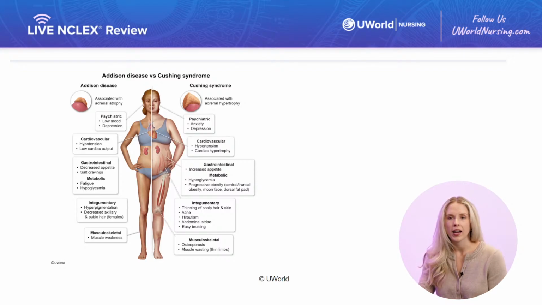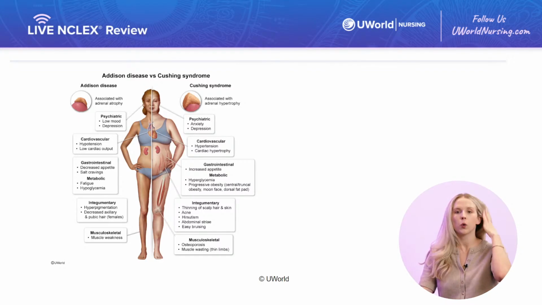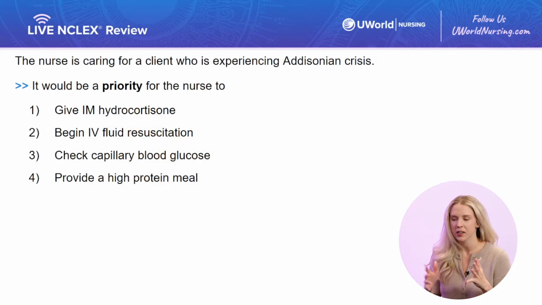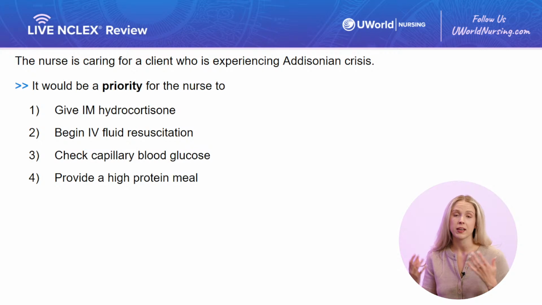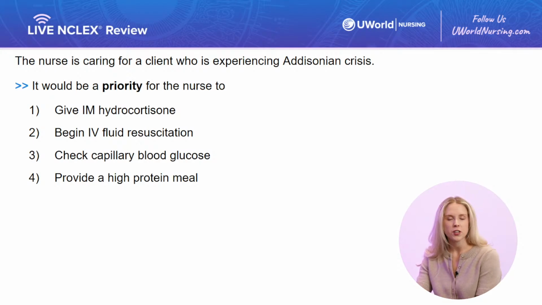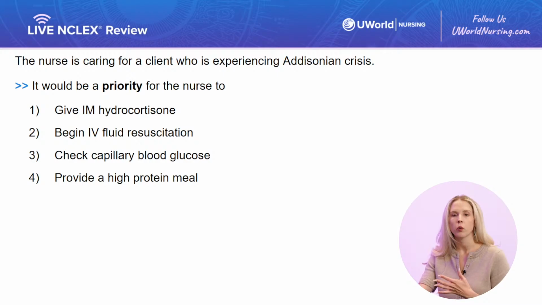And now we're going to go ahead and use that knowledge to answer question number 1. So here we go, our first NCLEX style question of the day. Here the nurse is caring for a client who is experiencing Addisonian crisis. So again, that extreme exacerbation, the extreme state of Addison disease. It would be a priority for the nurse to, option 1, give IM hydrocortisone, 2, begin IV fluid resuscitation, 3, check that capillary blood glucose, or 4, provide a high protein meal.